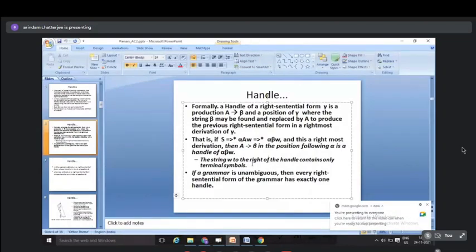One important thing to understand, that once you choose a handle, anything to the right of that contains only terminal symbols. That is a very important point to understand. We'll see many examples of this as we go forward.